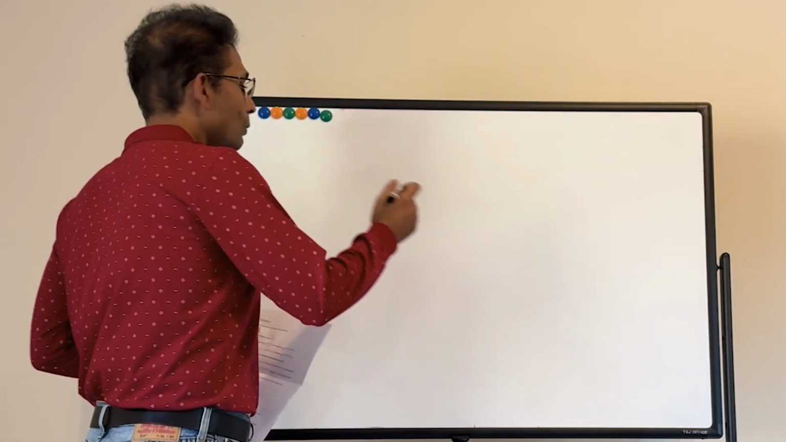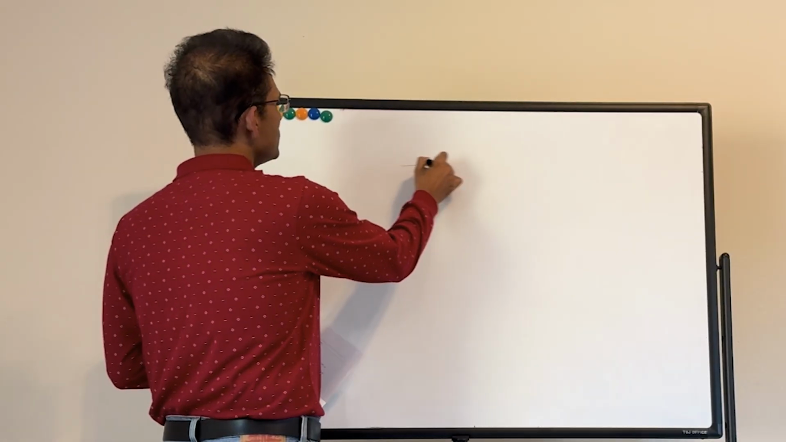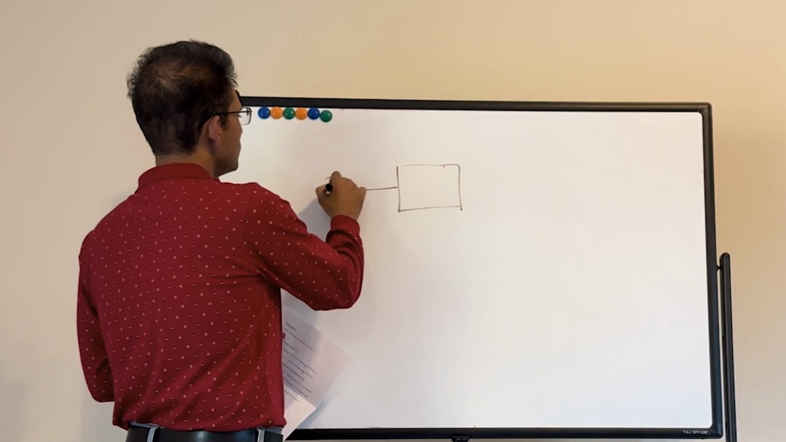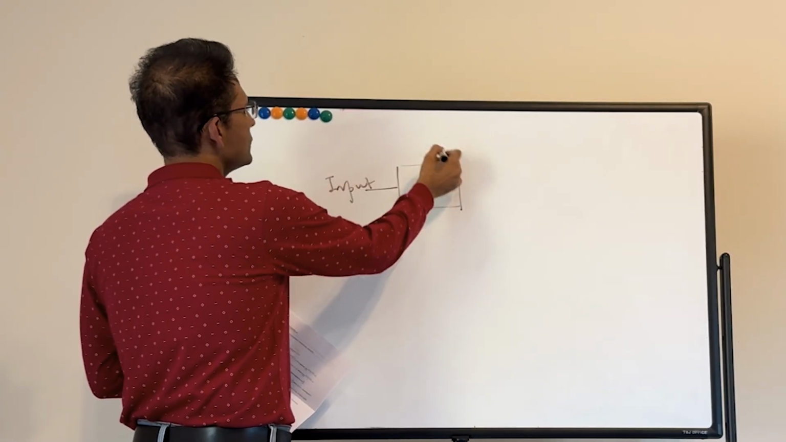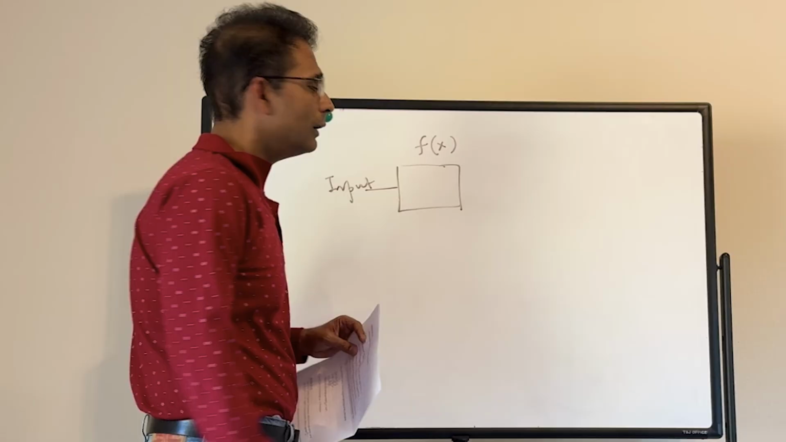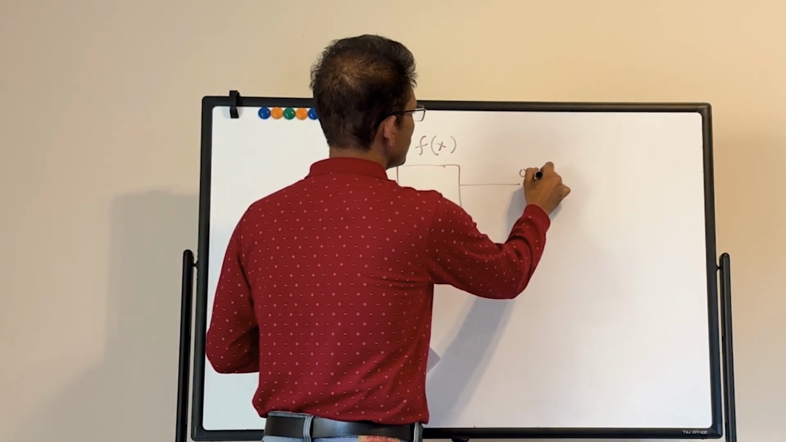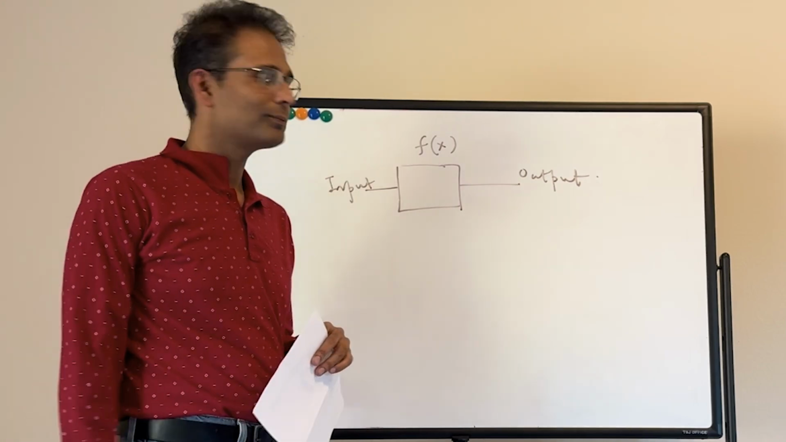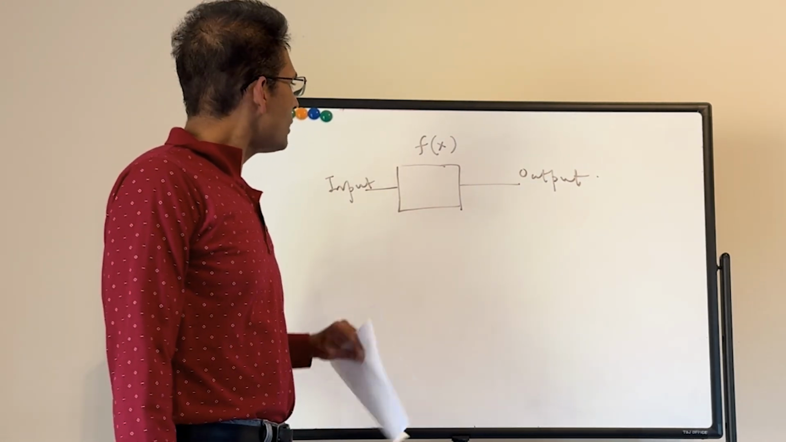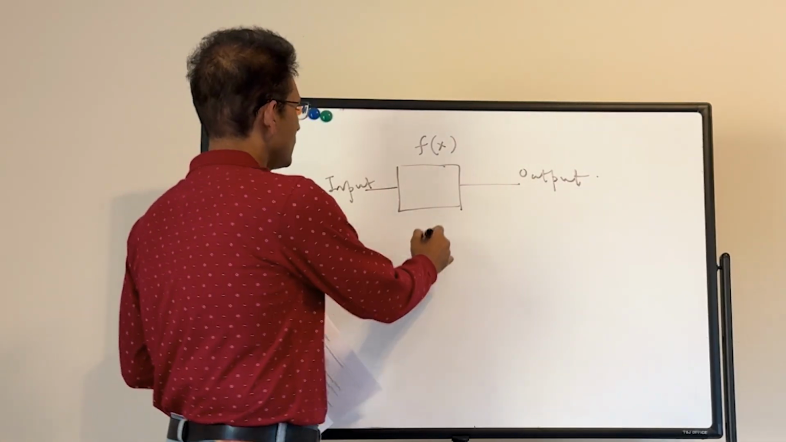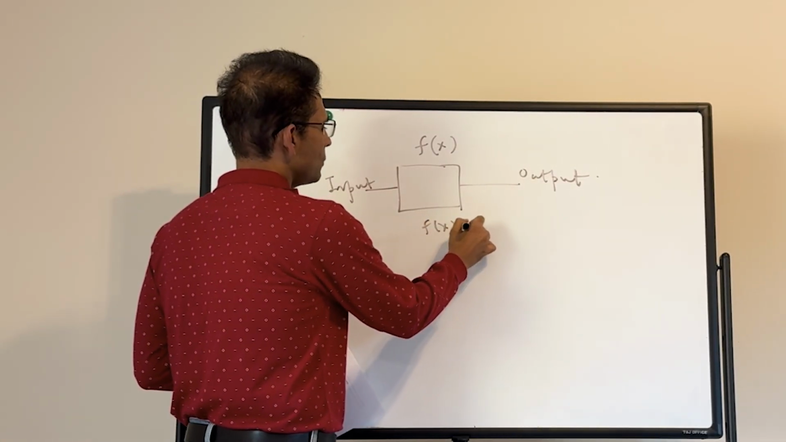So what is a function? A function is like input and output. So you have an input, and this is a function f. x is the input variable, and you have an output. So for example, let's take a specific form of a function like f of x is x squared.